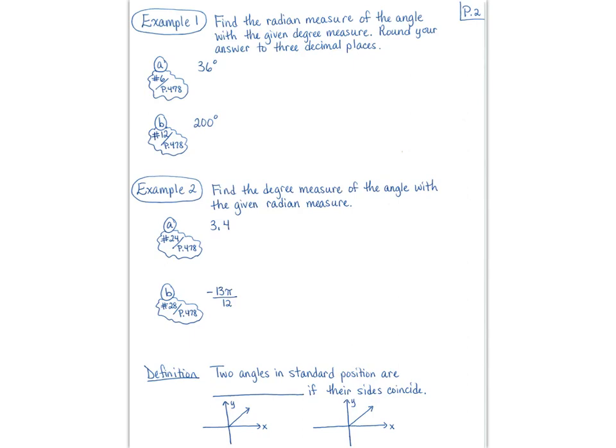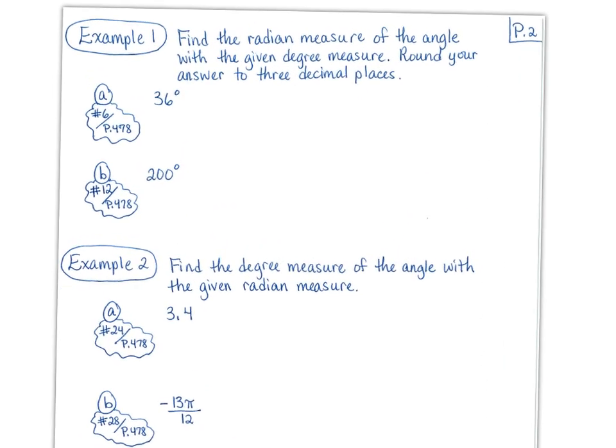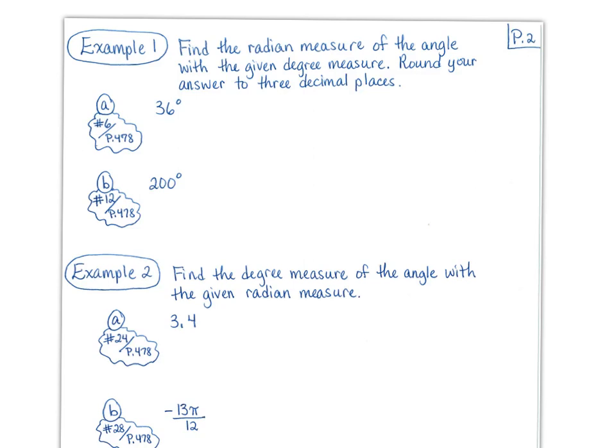Example 1, we want to find the radian measure of the angle with the given degree measure. Round your answer to 3 decimal places. So we're going from degrees to what? Radians. So we need to multiply 36 by what? Good. So multiply that by pi over 180 degrees.